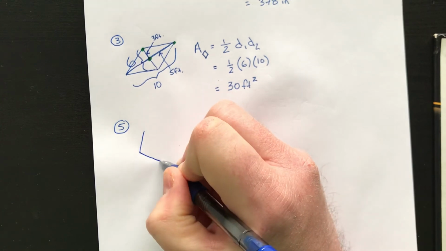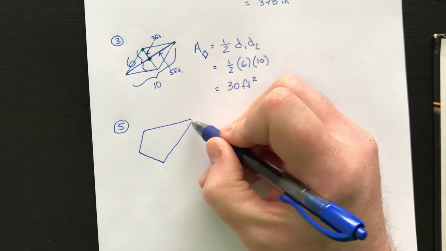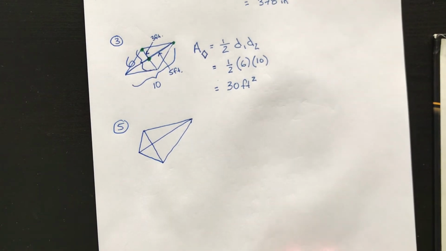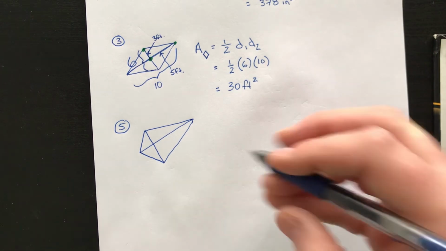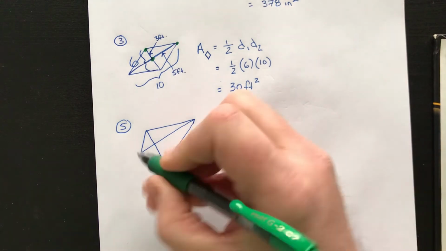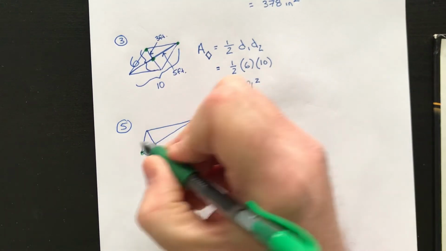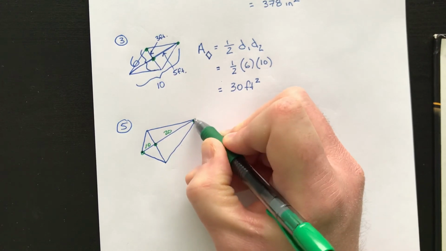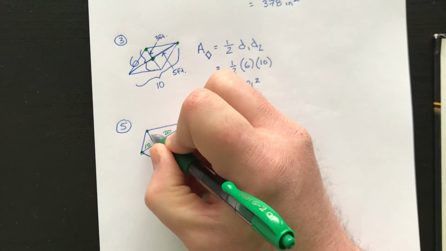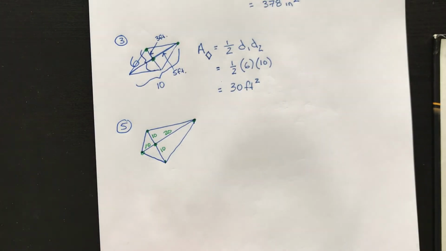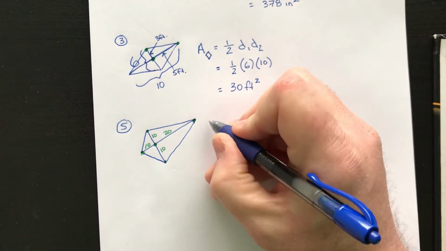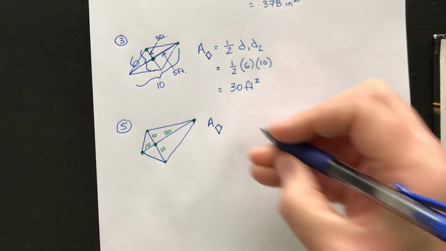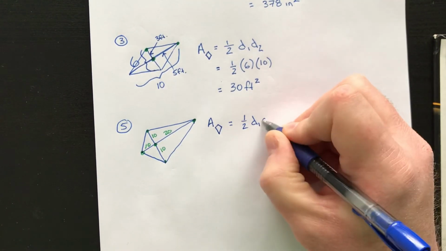All right, and then let's take a look at number 5. Number 5 is a kite. And they tell me that the distance from here to here is 10. The distance from here to here is 20. And they tell me that the distance from here to here is 10, and from here to here is 10. Once again, the formula is the same. Area of a kite is equal to 1/2 d1 times d2.